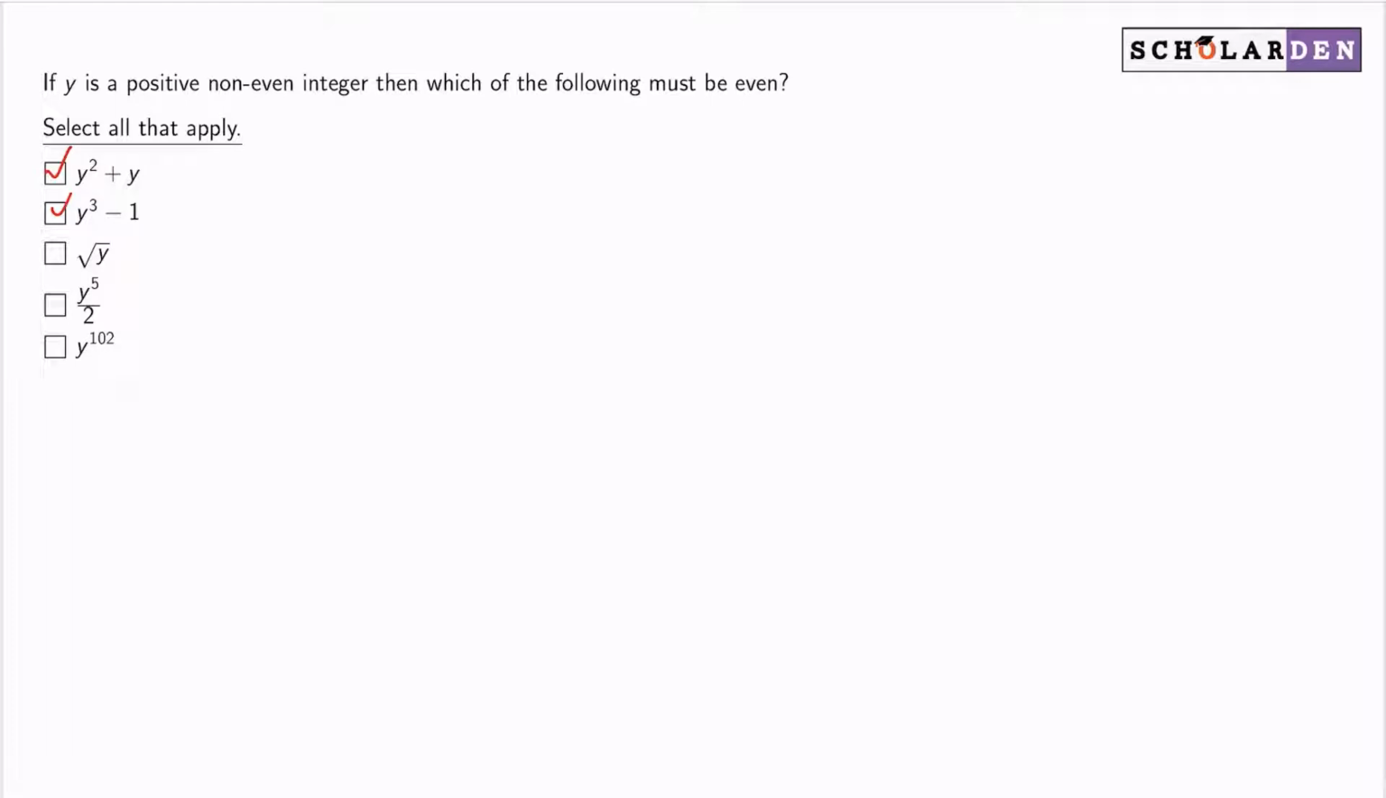For this problem, specifically just odd numbers, because if y is a positive non-even integer, that basically means it's odd. Which of the following must be even? So it looks like we're going to have to know the relationship for odds and evens. So here's what we're going to do. I'm going to write this out in terms of the addition-subtraction relationship and the multiplication and division relationship. So here's what we get.